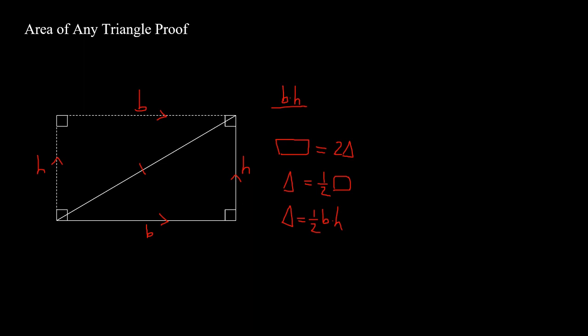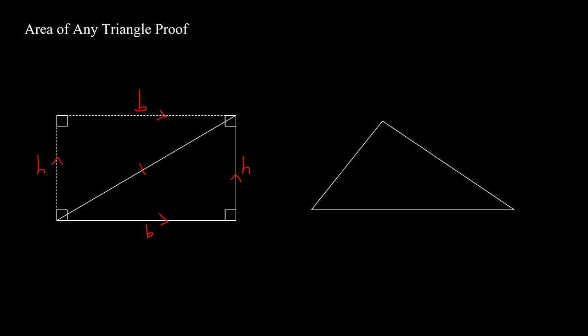So this is only for a right triangle. What about other triangles? What about any triangle? Let me erase all this stuff for a little bit more space. So let's say we have this triangle, and I'm going to construct a line that drops straight down from one side and touches another side. And it's going to be perpendicular to this line segment over here. So how will we find the area of this triangle?